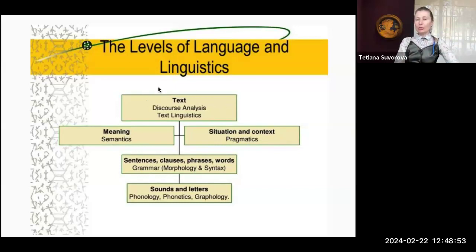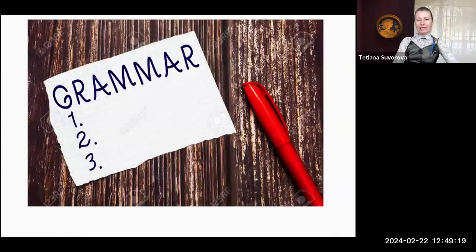And then we go to the text, discourse analysis, and text linguistics. That you are going to learn when you are a little bit proficient in this. So you have already the competencies of phonetics and grammar. Then you will speak about larger units and the disciplines that can learn them. Well, let's return to our grammar.